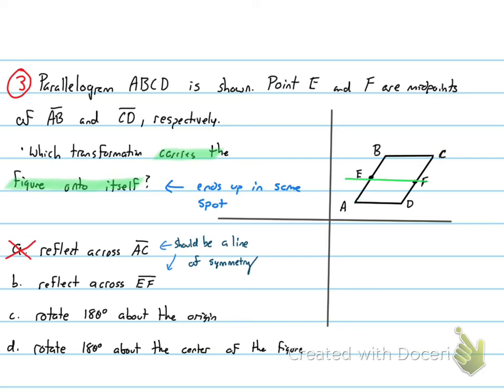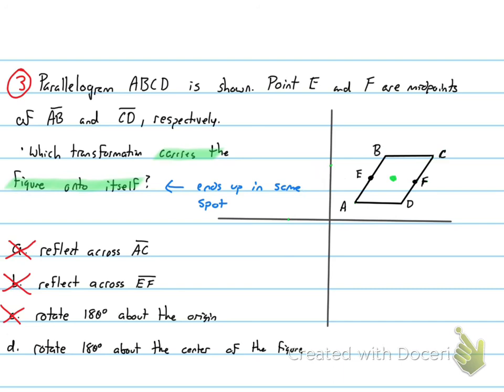If I try EF, same deal. This one might be a little bit easier to see. If I folded that parallelogram on that green line, they wouldn't end up being perfectly over one another. So reflecting over EF won't work either. Rotating 180 degrees about the origin, I'm going to end up in a totally different quadrant, so that's not going to work. Because remember, I want to end up in the same exact spot that I started in.